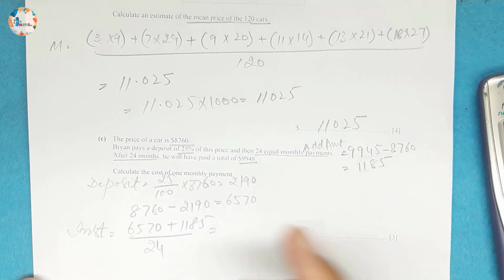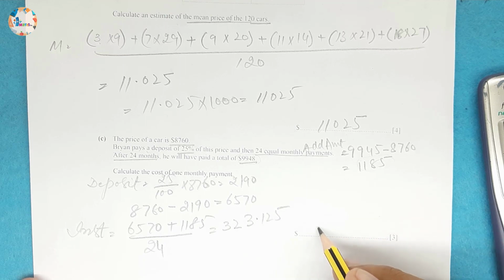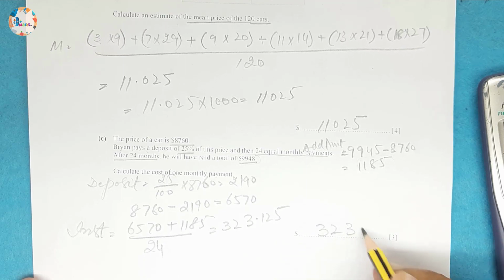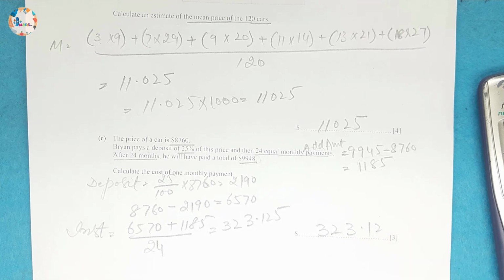323.125, or we can write 323 point 125. So the answer will be 323.12. We can write this as the answer up to 2 decimal places.